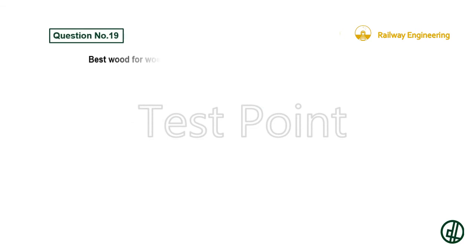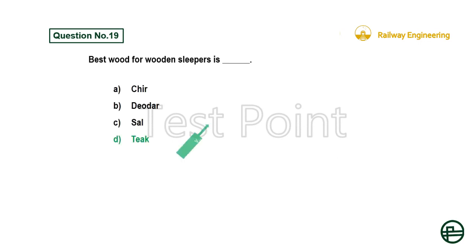Question number 19. Best wood for wooden sleepers is: option A, chur. Option B, deodar. Option C, sal. Option D, teak. Answer is option D, teak.